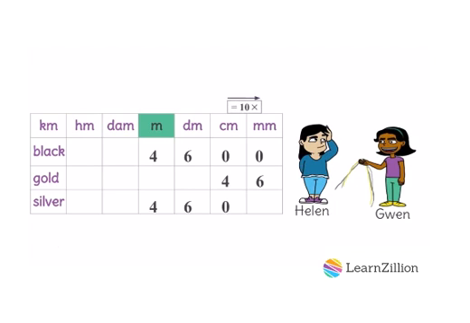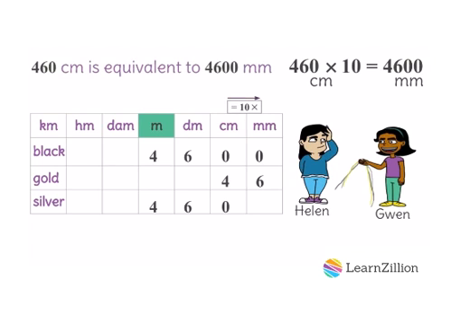We know that centimeters are 10 times greater than millimeters, so we can multiply that 460 centimeters times 10, and that gives us 4,600 millimeters. Once again, 460 centimeters is equivalent to 4,600 millimeters, and we can change that on our metric measurement chart.